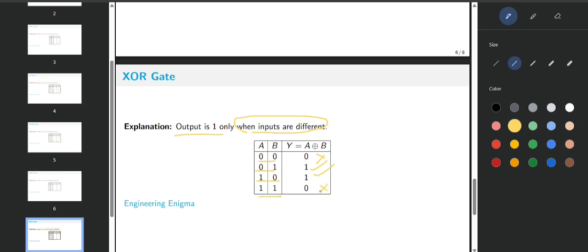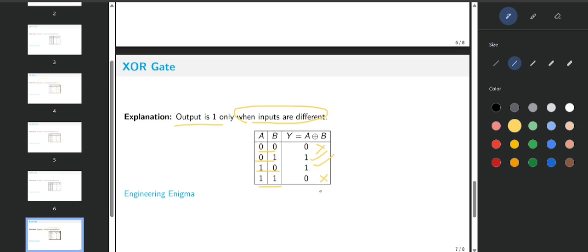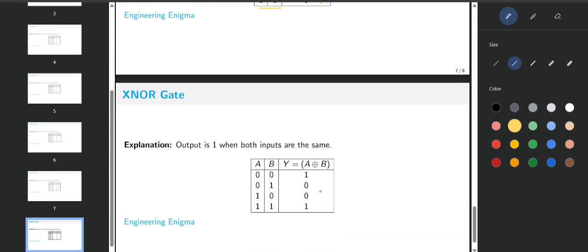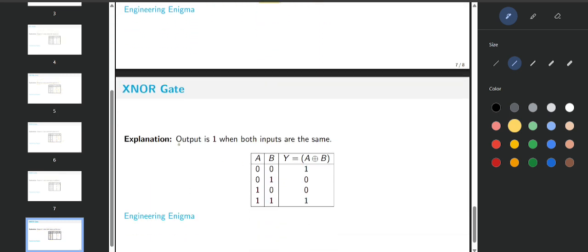Moving on to the XNOR gate. If you look at the explanation that I have given here, the output is 1 when both inputs are the same. Only in two scenarios are both inputs the same, 0 0 and 1 1. The rest are zeros. If the inputs are the same, then you end up getting 1 as the result. So this is about some classical gates.